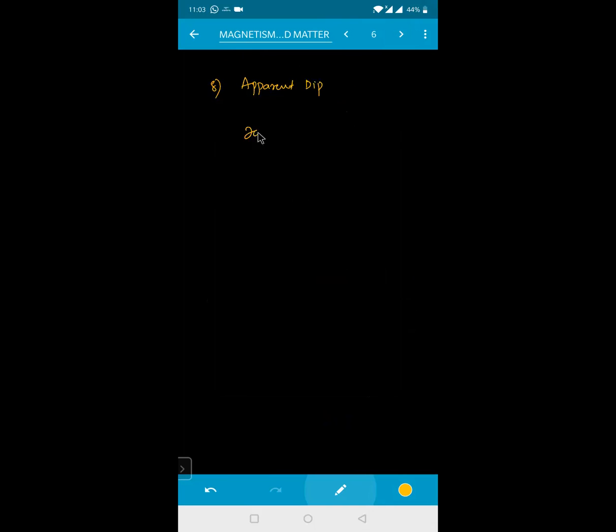Apparent dip is tan phi dash. That is equal to B_V divided by B_H dash. That is equal to B sin phi divided by B_H, which will be B cos phi cos theta. So that is equal to tan phi divided by cos theta.